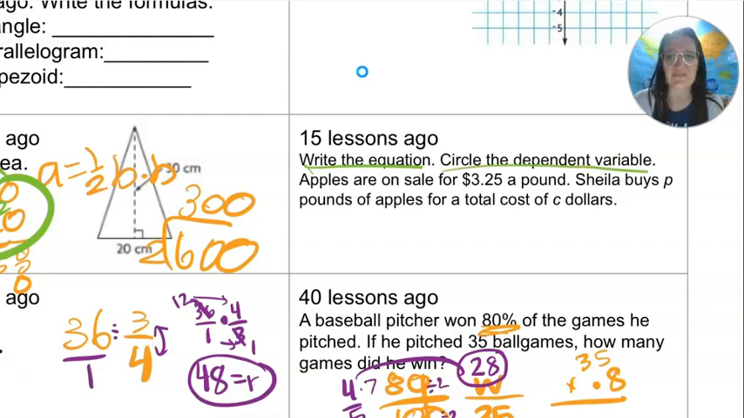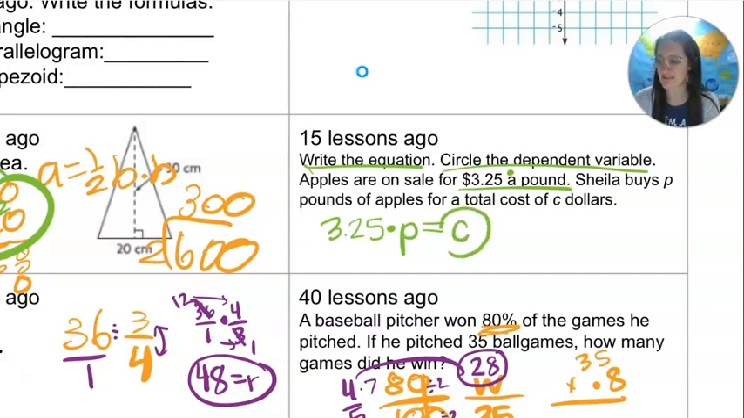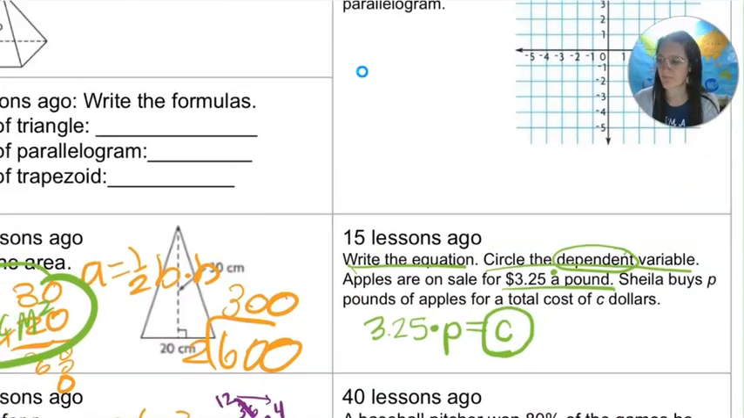Okay, apples are on sale for $3.25 a pound, or per pound, or for each pound, right? So that's going to be times the pounds. Sheila buys P pounds of apples for a total cost of C dollars. So it's going to be $3.25 per pound, or for each pound. And that's going to give us our C total cost. And we know that C, the total cost, is always the dependent variable.